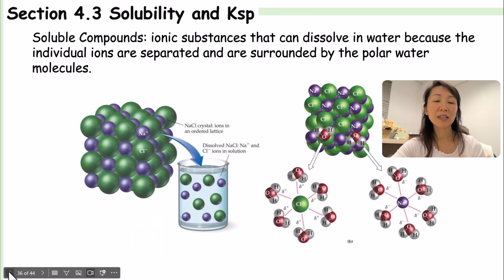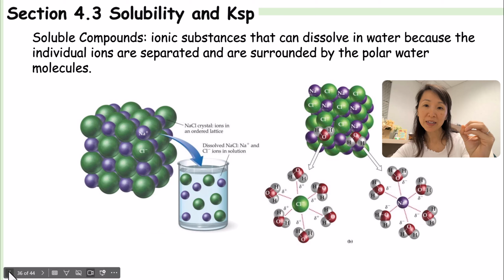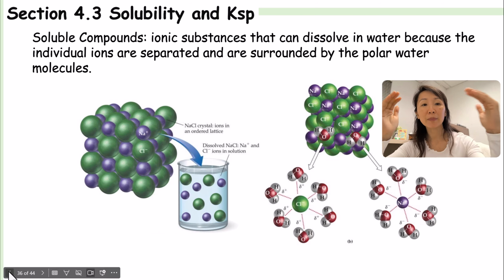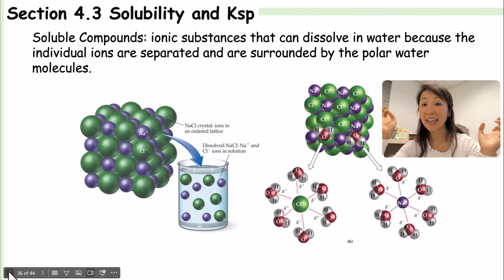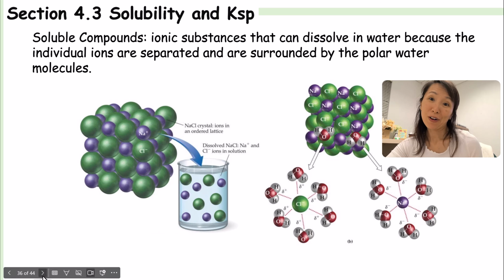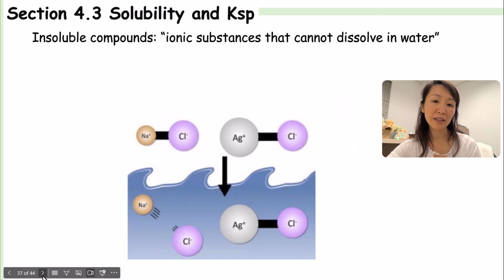Soluble compounds. Soluble compounds are ionic substances that can dissolve in water because the individual ions that are separated are surrounded by the polar water molecules, and they can't come back together until you evaporate the water, right? Then if you remove all the water, they can come back together.